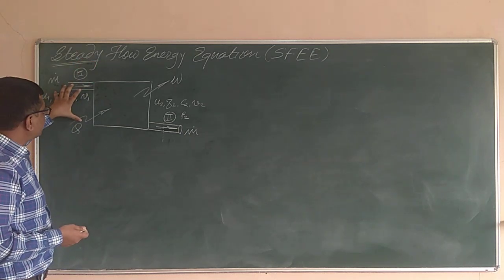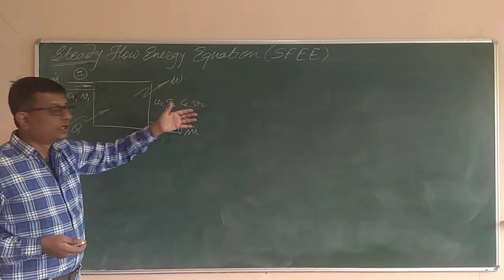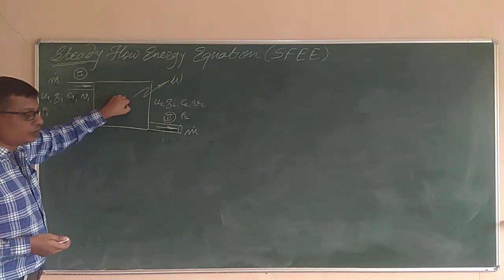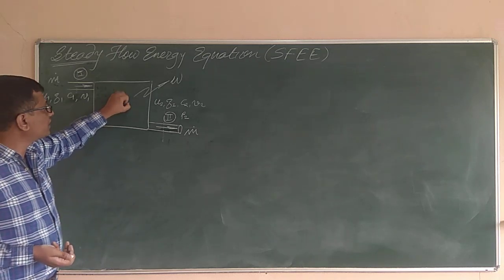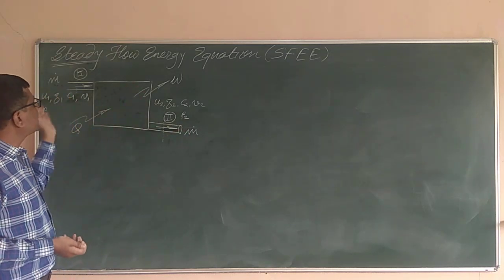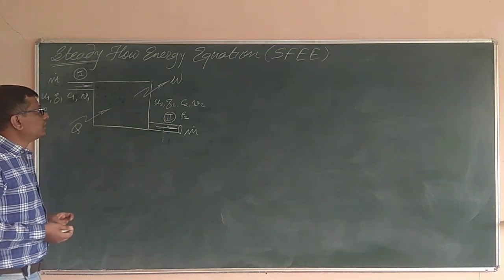If the energy coming in and the energy going out are not equal, then what will happen? Either energy will get accumulated inside the system per unit time, or the energy level will go down. It depends upon whether the energy coming in is more or the energy going out is more. So it depends on that.